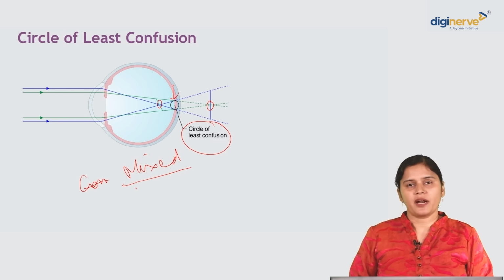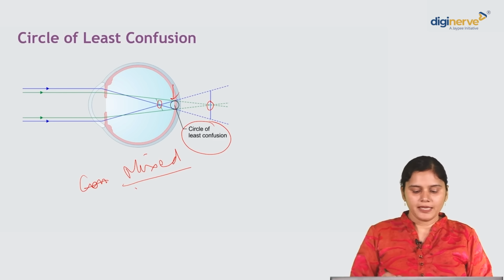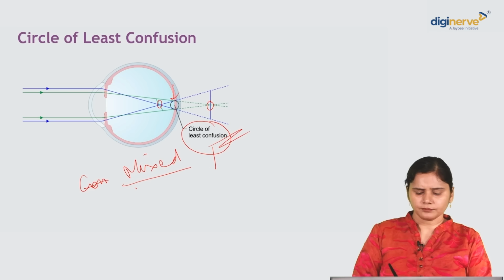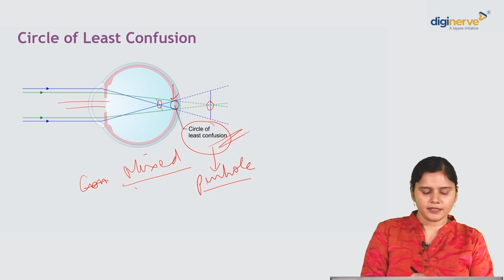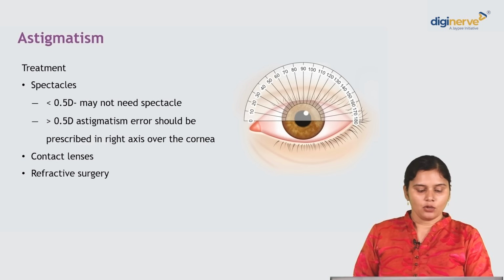Whenever we are doing refractive correction in any person, our goal is to place the circle of least confusion over the retina. Also, the pinhole does the same thing when it reduces the amount of light coming into the eye. Although the focus is happening on the same area, the size of the circle of least confusion decreases. The treatment of astigmatism.